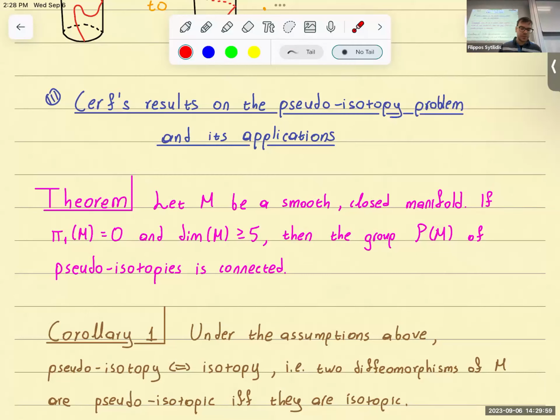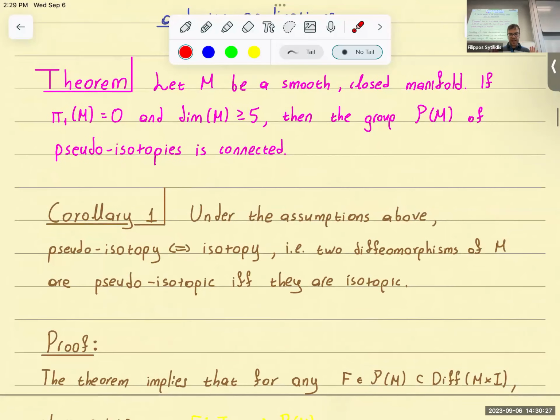Right. So what Cerf proved is the following. If you give me a smooth, compact, and boundaryless manifold that's also simply connected, with dimension greater than or equal to 5, then the group of pseudo-isotopies is connected. That's what he proved. The first thing that I have to tell you is why that is a positive answer to the pseudo-isotopy question under those assumptions.